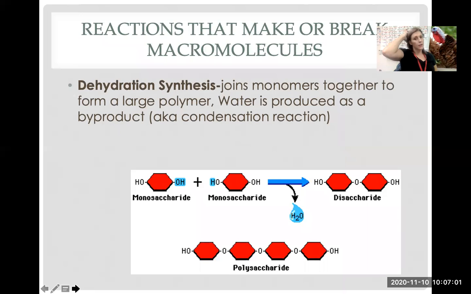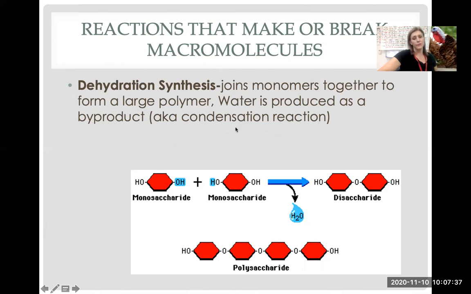And the last thing we're going to talk about, we're just covering this briefly, is there's 2 types of reactions that make or break macromolecules, large molecules. One's called dehydration synthesis. Before I even go into the definition, to dehydrate means to take water out, and synthesis means to make in Latin. So you're taking water out to make something. You join monomers together to form a large polymer. Water is produced as a byproduct.